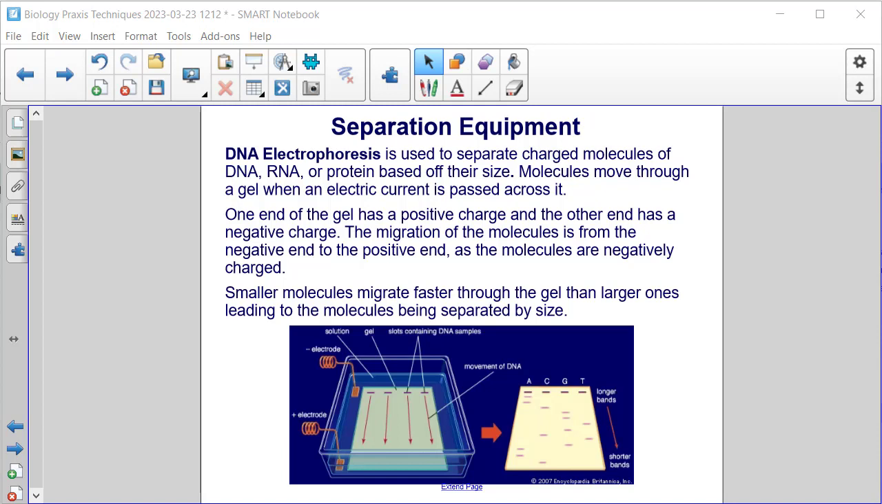Molecules move through a gel when an electric current is passed across it. One end of the gel has a positive charge and the other end has a negative charge. The migration of the molecules is from the negative end to the positive end, as the molecules are negatively charged. Smaller molecules migrate faster through the gel than larger ones, leading to the molecules being separated by size.